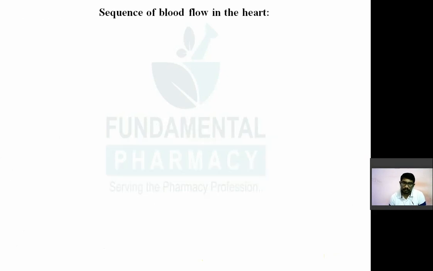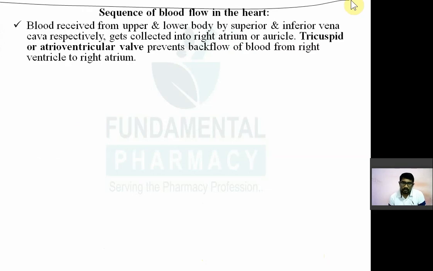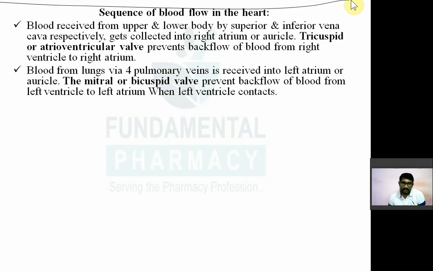Now sequence of blood flow in the heart, we have already seen 2-3 times. So your blood will be received from the upper part from superior vena cava and from the lower part from inferior vena cava, and that will be collected in the right atrium or auricle. Tricuspid valve or atrioventricular valve prevents the backflow of blood from right ventricle to the right auricle when ventricle contracts. Blood from right ventricle will be pumped to the lungs, and the 4 pulmonary veins receive blood from lungs, and it will be received into left atrium.